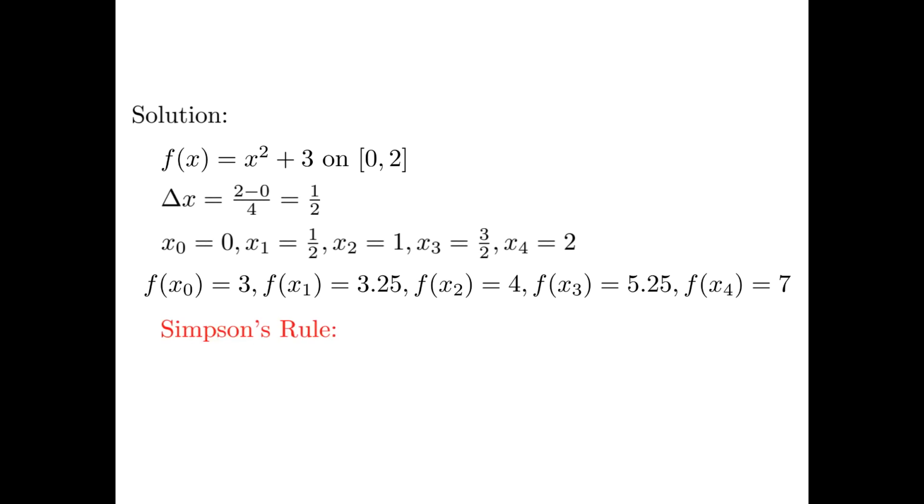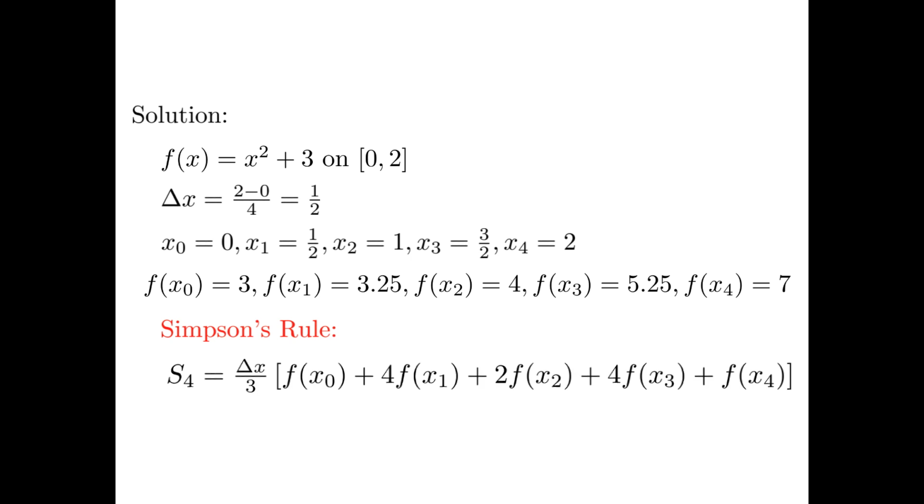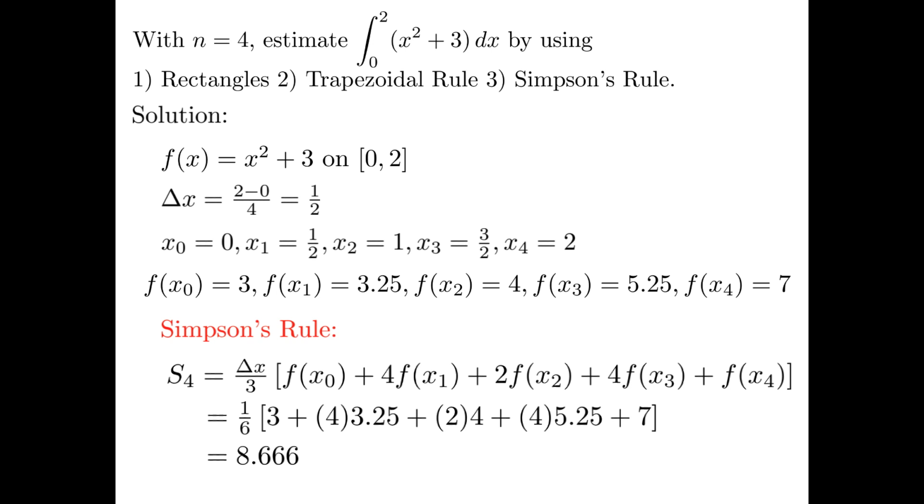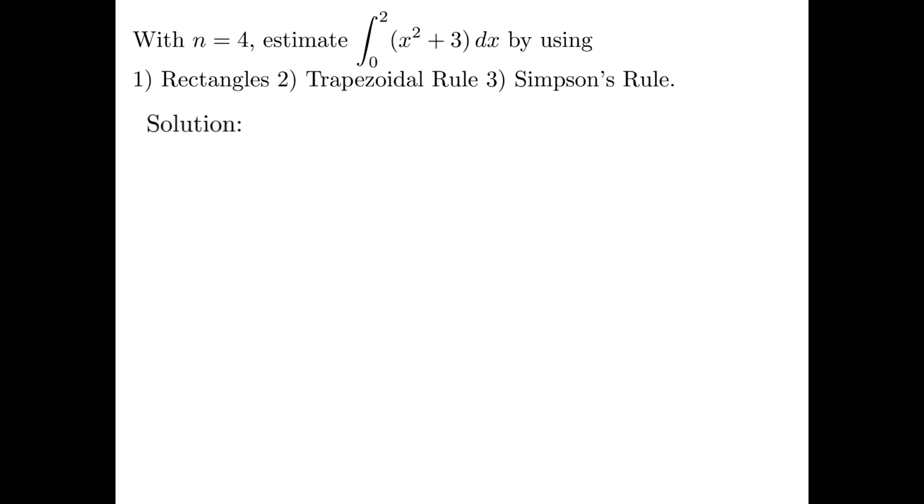Okay, let's try this with Simpson's rule. Now, here the pattern is uglier because we have 1 times f of x0, then this 4, 2, 4, and then 1 times the last f of x4. But again, not too bad. Once we know what the values of the function are, we wrote those down ahead of time, we just plug all those in, we add everything up, we multiply by delta x and divide by 3, and this turns out to be 8.66666 or so.